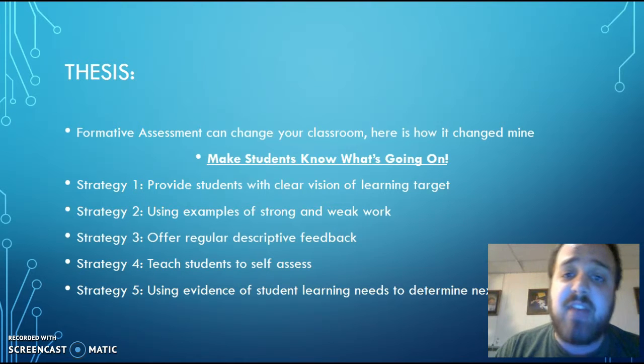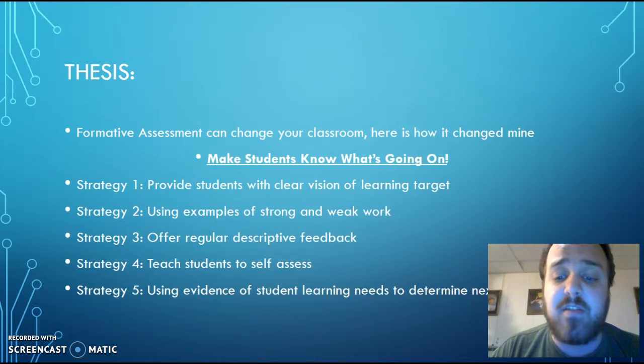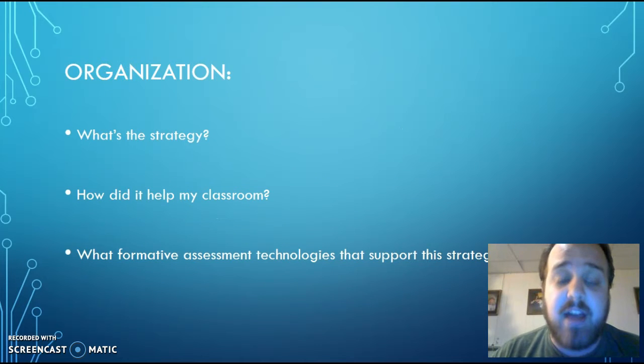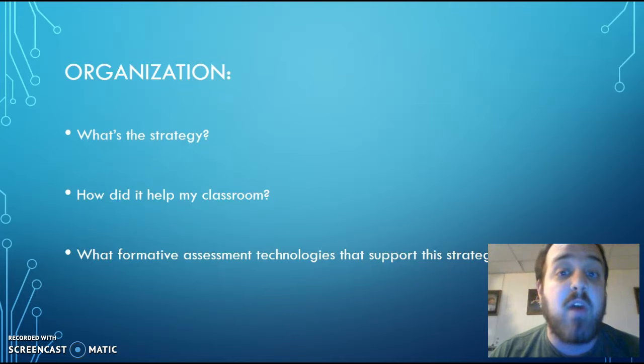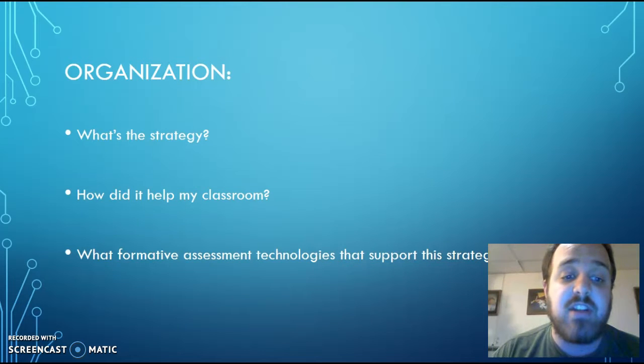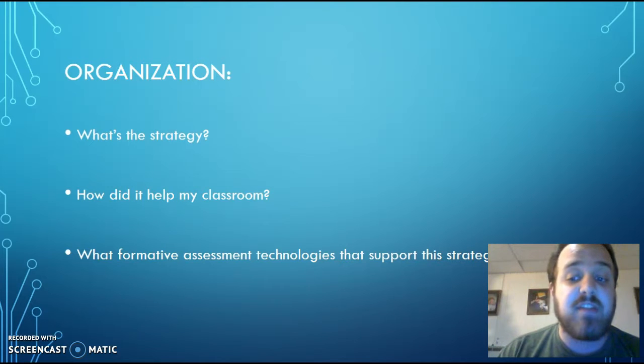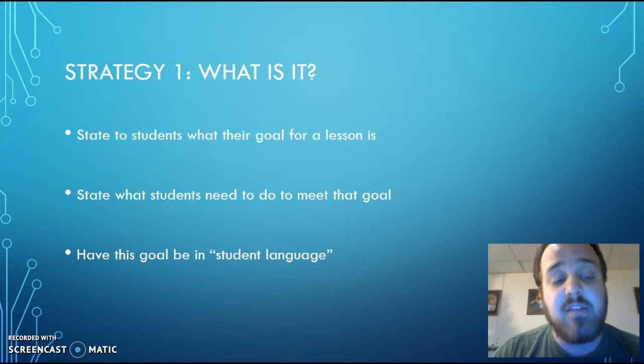And really, we talked about 7 strategies. These 5 strategies are the ones that I think really have happened in my classroom. What you're going to see throughout this Ignite talk is I'm going to talk about what the strategy is of those 5 strategies, how did it help my classroom, and then what are some technologies and formative assessment tools that you can use and that I've used that can help you support that strategy in your classroom.